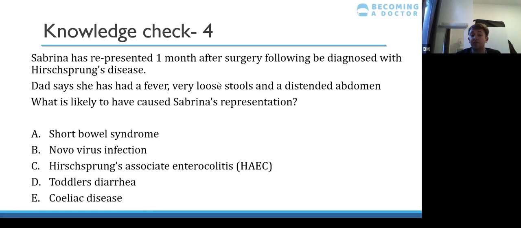Which of the following is likely to represent Sabrina's presentation? Is it short bowel syndrome? Is it norovirus infection? Is it Hirschsprung-associated enterocolitis? Is it toddler's diarrhea, or is it celiac disease? So have a little think about that. You can answer in the comments.